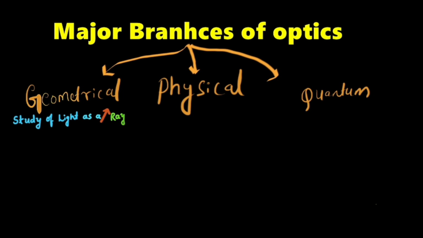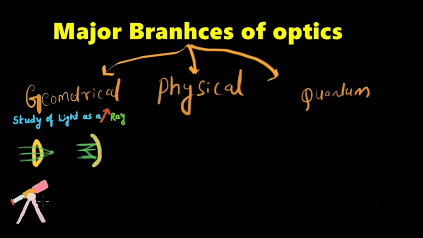Under this geometrical optics we are studying about the image formation by the lens, image formation by the mirror, properties of lens, properties of mirror, prism, and also knowing about the refractive index of certain materials. And we are studying here about telescope, microscope, periscope, some of the other optical instruments also we are studying here, and also we will study here about the optical fiber cables.